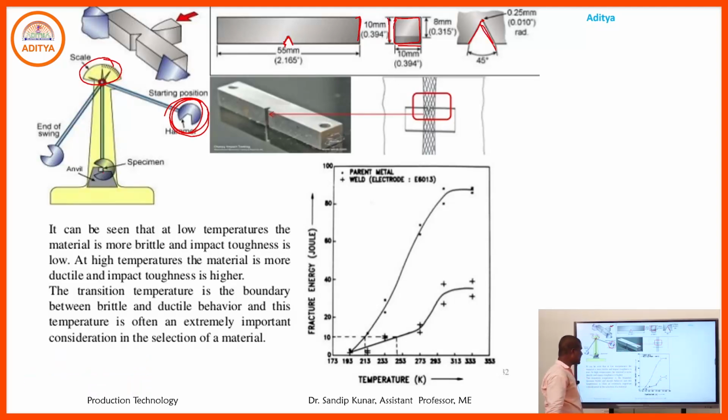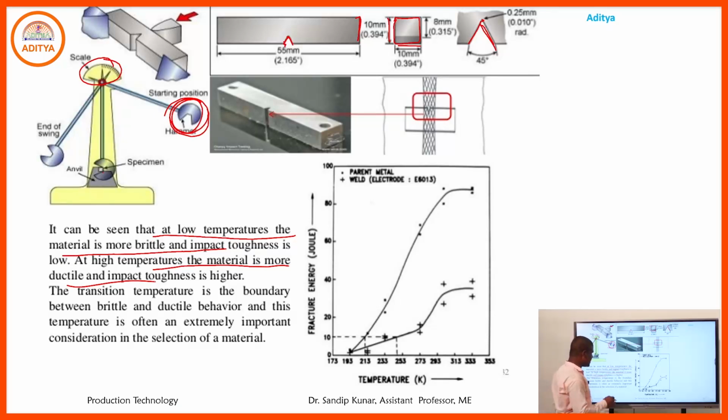From that testing, we determine that at low temperature the material is more brittle and the impact toughness is low. At higher temperature the material is more ductile and the impact toughness is higher.